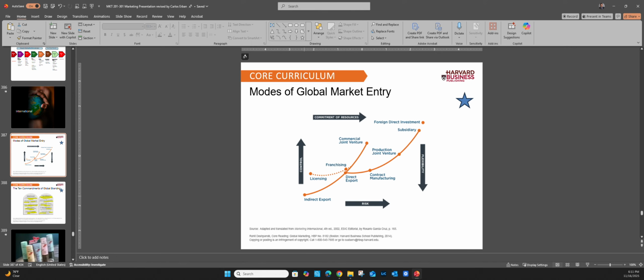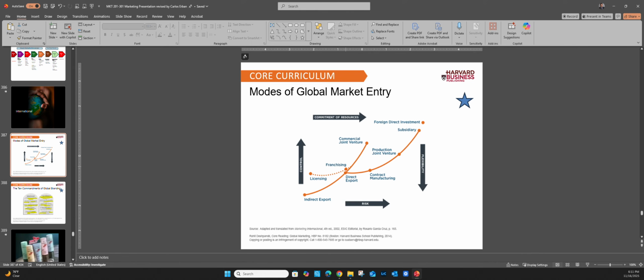If you're just doing export, that means you're selling online, say, to other countries. Well, once it leaves your store, you have little or no control and no risk. All the risk is borne by the buyer.